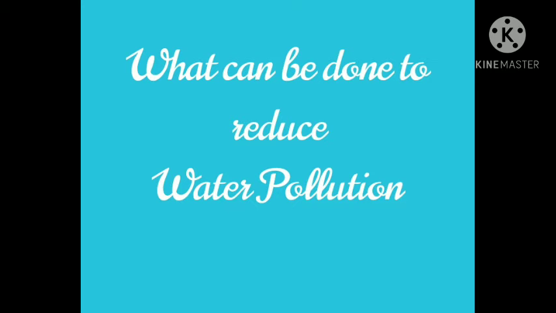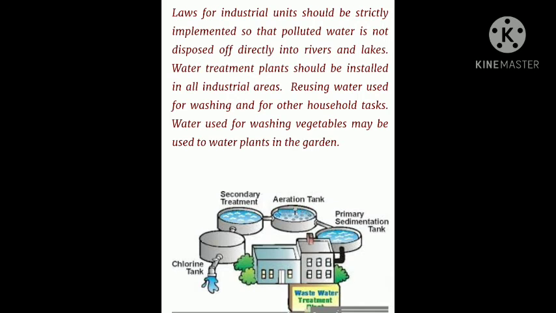Laws for industrial units should be strictly implemented so that polluted water is not disposed of directly into rivers and lakes. Water treatment plants should be installed in all industrial areas. Reusing water used for washing and for other household tasks. Water used for washing vegetables may be used to water plants in the garden.